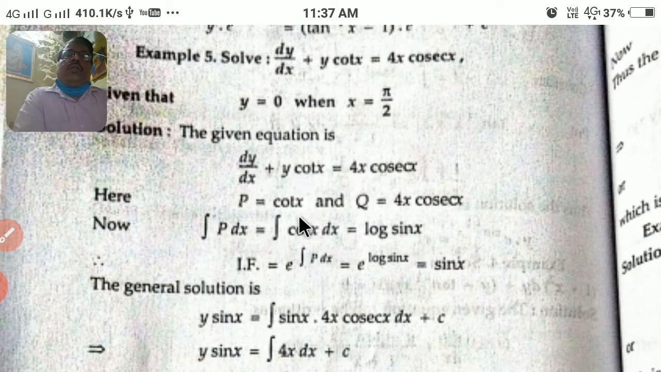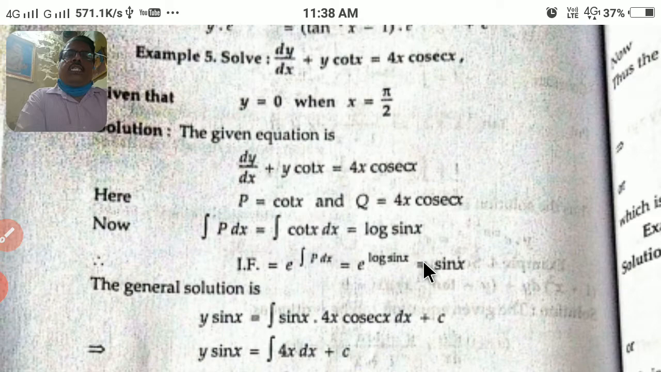Now to solve this problem, apply the same technique. It is already in the standard form, dy by dx plus y cot x equal to 4x cosec x, so no need to divide. Therefore P is cot x and Q is 4x cosec x. Now integration of P dx is equal to integration of cot x, which is log sin x. The integrating factor is e raised to integration of P dx, which is e raised to log sin x.